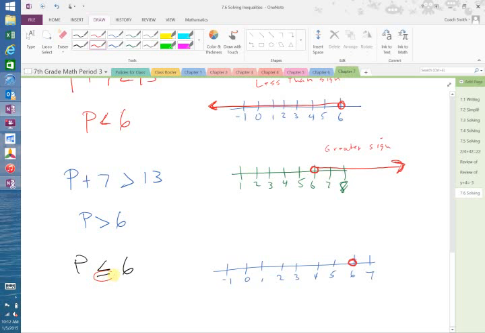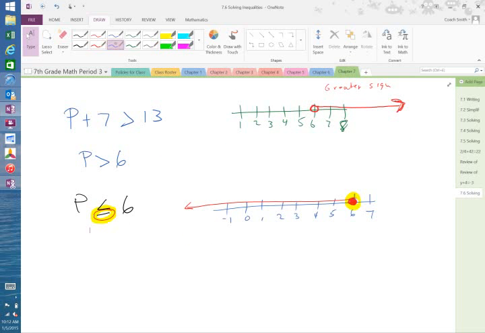but because of the line or the equal to, I'm going to color in the circle and then draw the arrow to the left. Okay? So it's colored in because of this right here. The circle must be filled because of that sign.